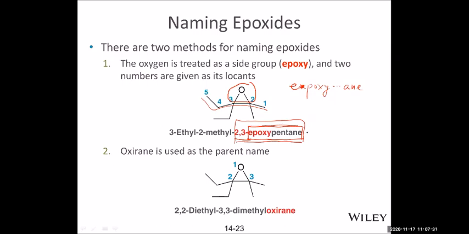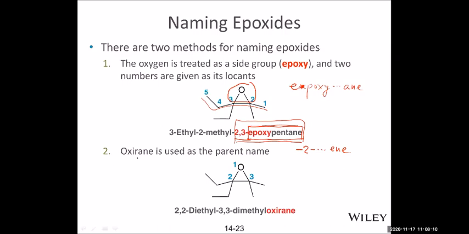So the naming is similar to the alkene naming. If you remember, alkene naming has at the end the position 2 showing where the double bond is. Here for the epoxy bond, we show the 2 and 3 because the epoxy oxygen needs to form 2 bonds with the parent chain. So this is the first naming we use, the epoxyalkane naming. The other way is the oxirane.